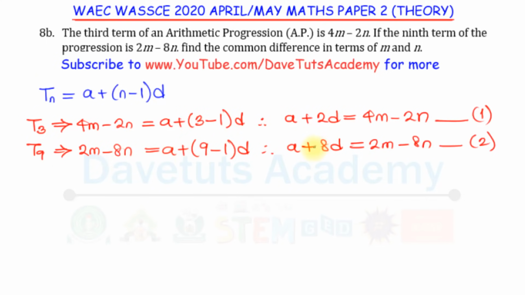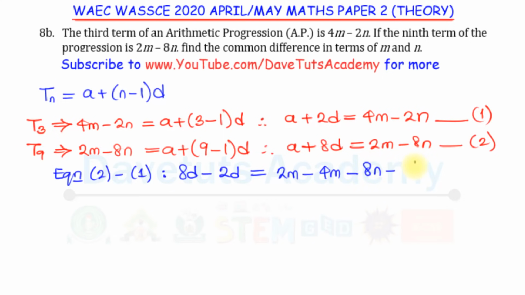And for me, I think it will be good if we subtract equation 1 from equation 2. So equation 2 minus equation 1 will warrant that in the first case, a minus a, I'm saying 2 minus 1, so a minus a will be 0. 8d minus 2d is equal to, here I have the 8d from the second equation minus 2d from the first equation is equal to 2m minus 4m, this first entity, okay? Then here, look at it, you have minus 8n, I'm just writing down minus 8n. Then minus 2n.